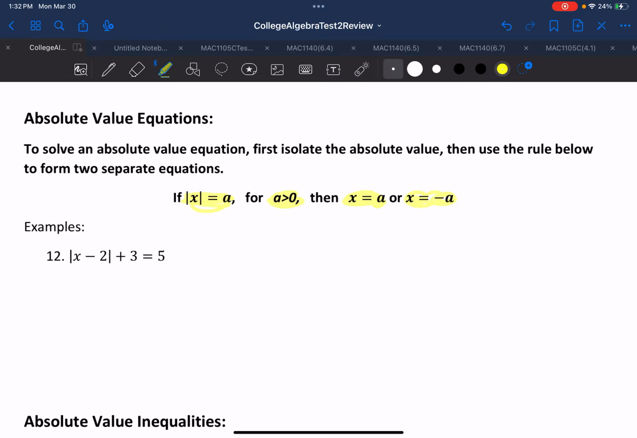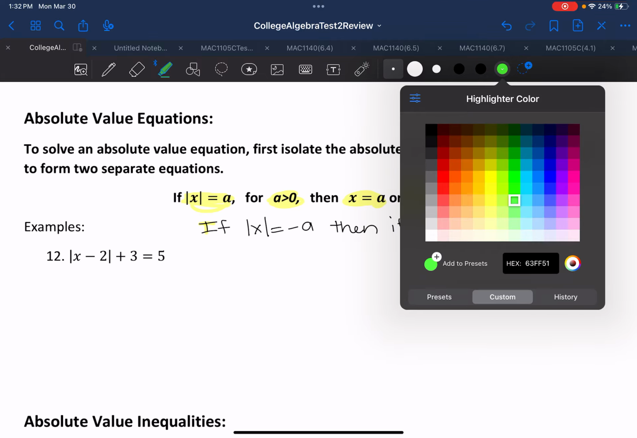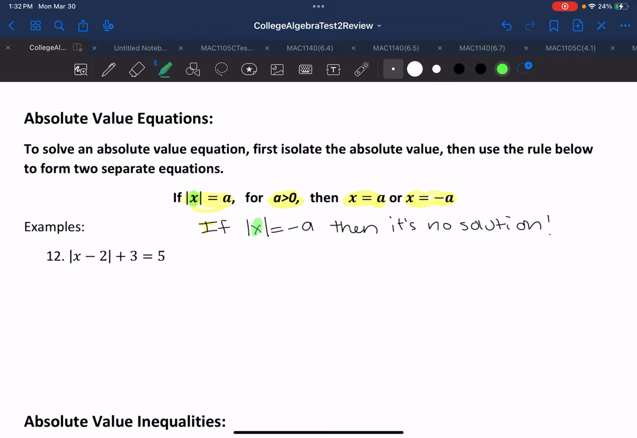Remember, if the absolute value of x is equal to a negative a, then it's no solution. The number is negative. Okay, and again, this x in here can be anything. It can be a full expression just like it is here. It doesn't have to be just x. We want to get just the absolute value by itself first. And if we get the absolute value by itself and it's equal to a negative number, then it's no solution.